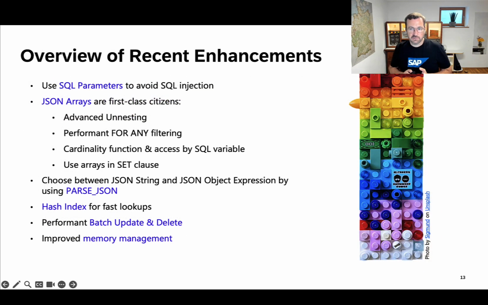From a feature perspective, the document store has significantly matured from its on-premise version. Developers can now use SQL parameters to avoid SQL injections, which has been one of the most frequently asked features for the on-premise version. We have added full support for JSON arrays. As an example, arrays can be unnested and filtered with dedicated predicates. Both JSON representations, JSON string and JSON object expressions, can be used equivalently when writing any SQL statement. On top, we have reworked the internal memory management and are continuously investing in performance aspects.